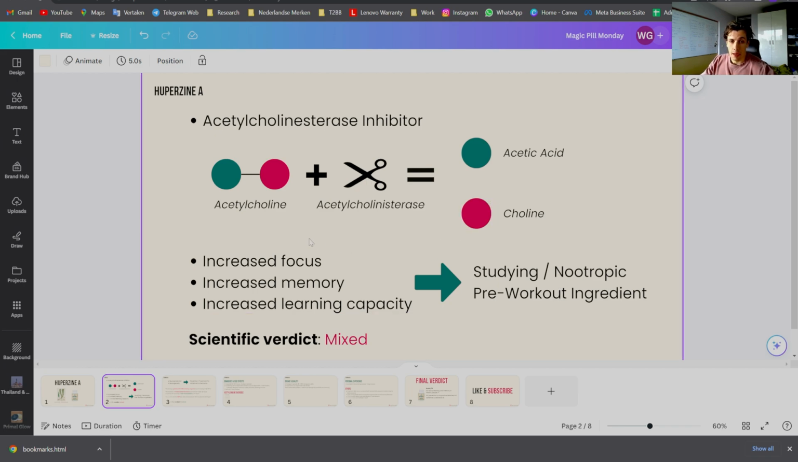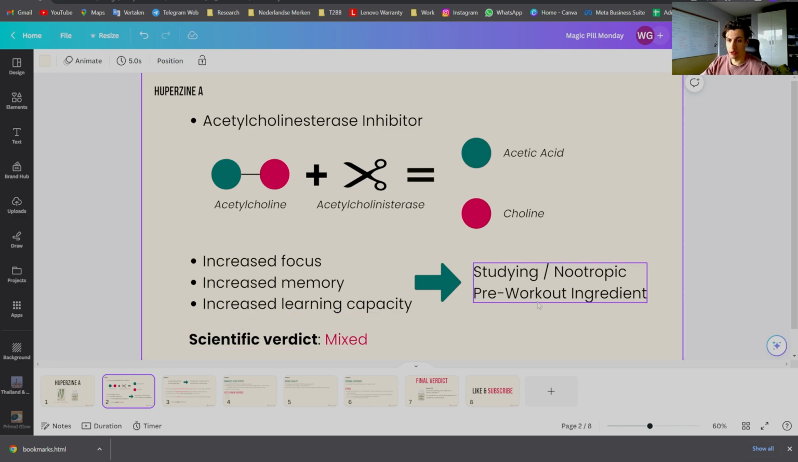Now, what Huperzine A does is it is known as an acetylcholinesterase inhibitor, meaning it reduces the amount of enzymes that is around, and as a result, there will be more acetylcholine left in the brain, and it will stay around there for longer. So you would expect to see an increase in focus, memory, and learning capacity as a result.